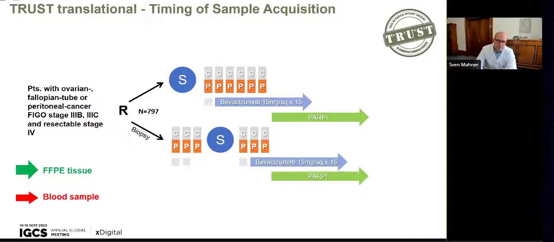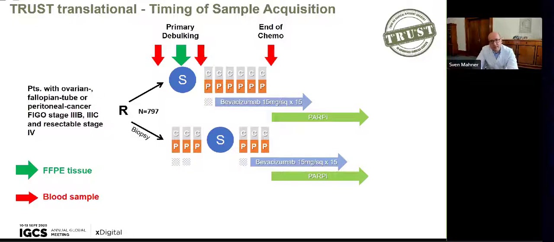And if you look at the two different arms, we collected for this TRUST translational project tissue as well as blood samples. And in the primary debulking arm, we collected blood prior to the surgery, prior to the start of chemotherapy, and at the end of chemotherapy. And tissue, there was, of course, only one time that we were able to collect tissue during the primary surgery.